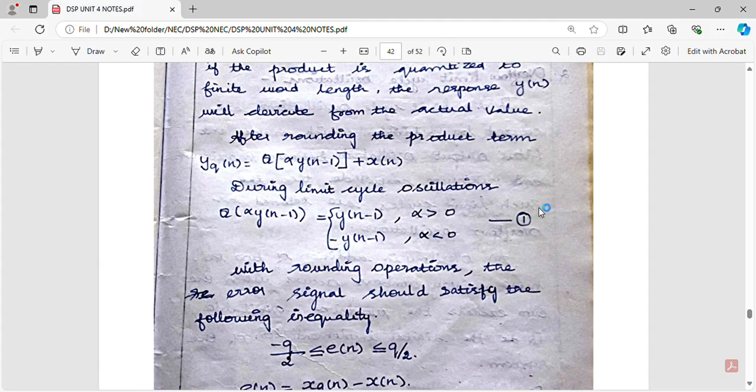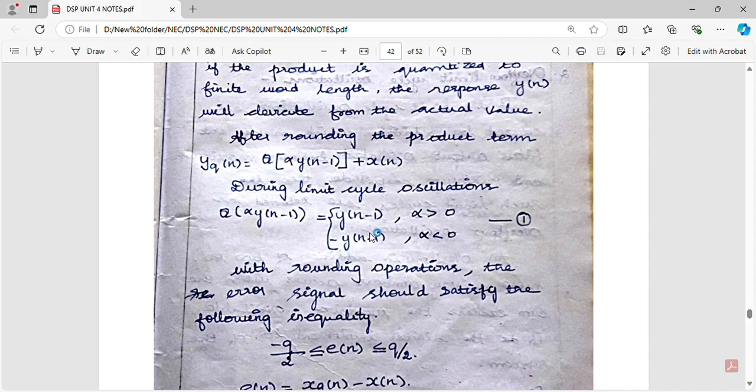During limit cycle oscillations, the output oscillates between a positive value and a negative value, that is, either an increased value or a decreased value. Therefore the quantized value q of alpha into y of n minus 1 may have a positive value or a negative value, depending on the value of alpha.